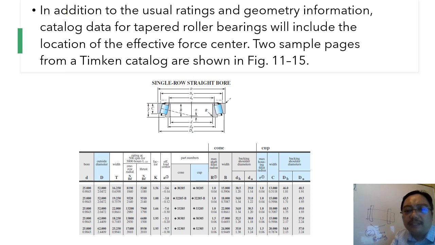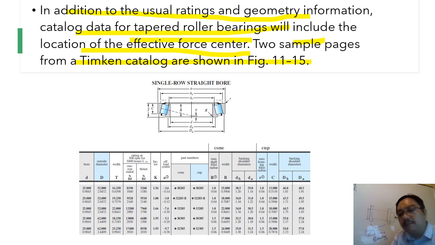In addition to rating and geometry information, catalog data for tapered roller bearings will include the location of the effective force center. Okay, two sample pages from the Timken catalog are shown. This is the Timken catalog. It is a whole page. If you see in the textbook, if you have the textbook, it is a whole page full.